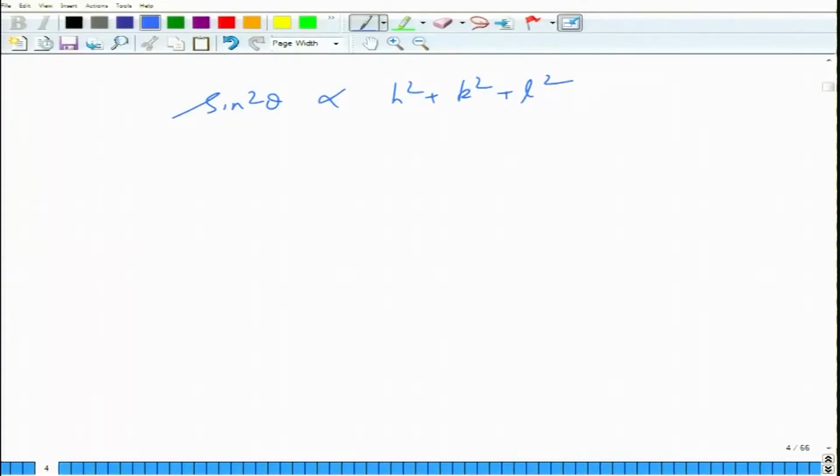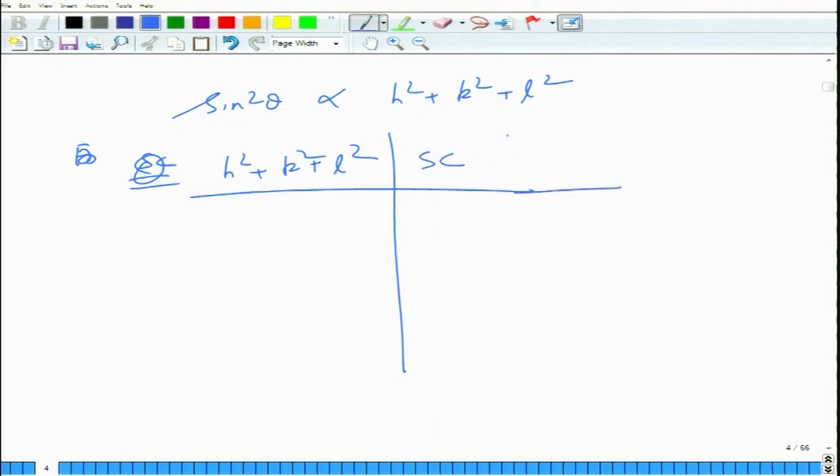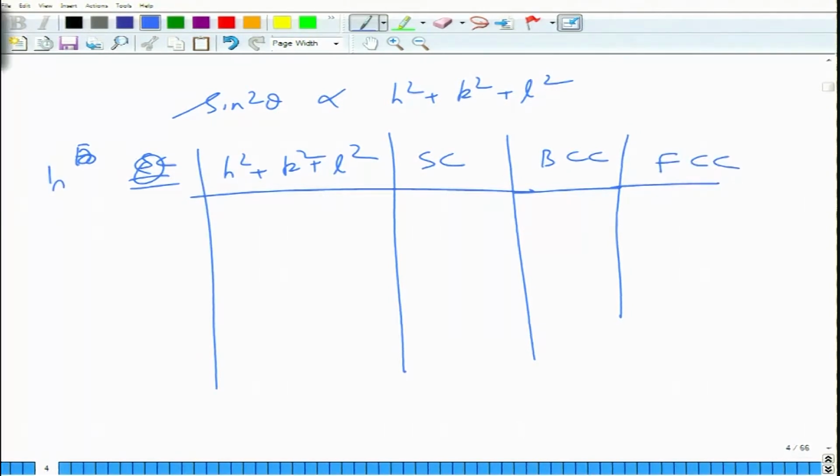So we know that for simple cubic, h square plus k square plus l square must go as follows. If you look at the variation of h square plus k square plus l square for simple cubic, for BCC and for FCC, if you start with the 1 0 0 plane, then this is 1. Simple cubic it diffracts, BCC it does not diffract, FCC it does not diffract.